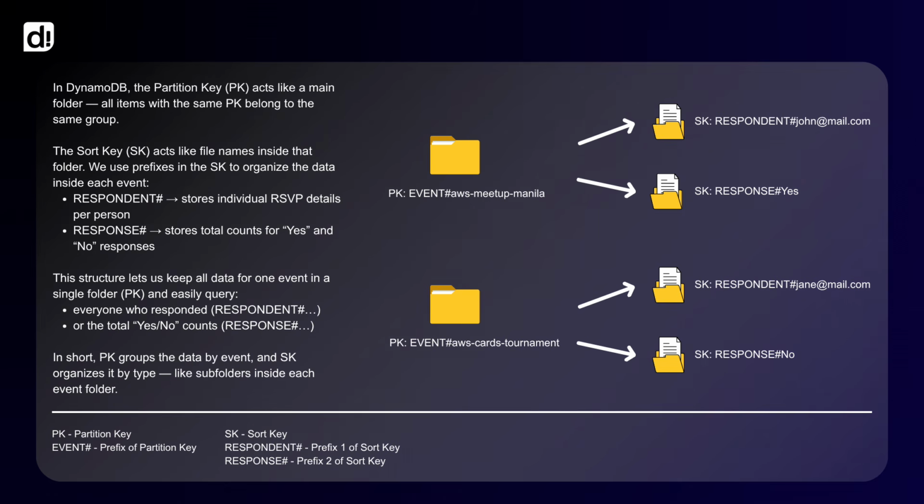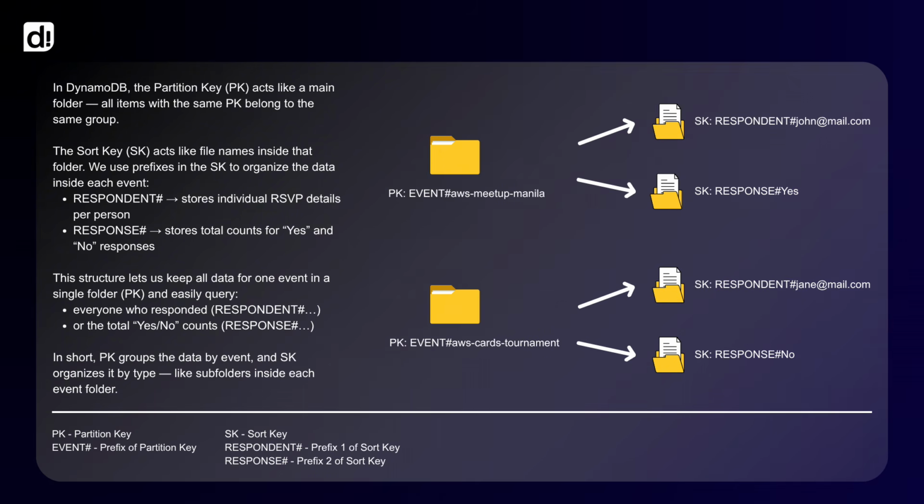Now for SK, this is like the file name inside the folder. So we're gonna use prefixes in the sort key to create subfolders or categories where we can query easily. So for this project, we're gonna have two SKs or two prefixes. One is the respondent for the email, so it's like one file per attendee. And SK responds yes or SK responds no.